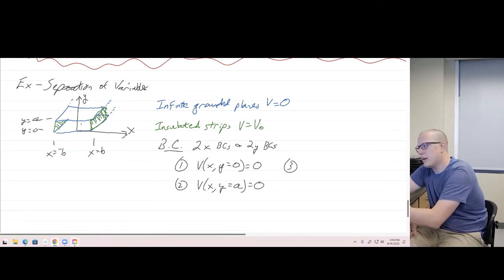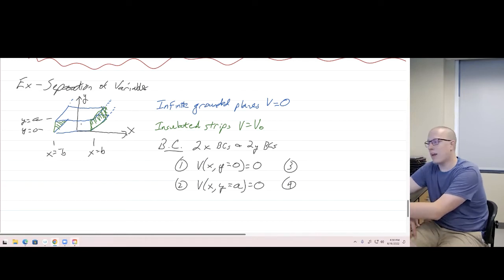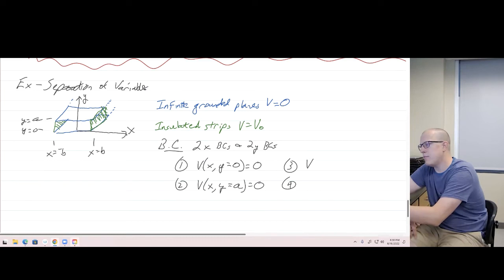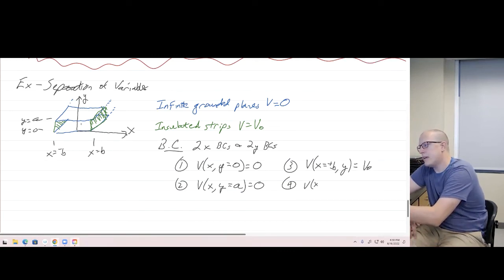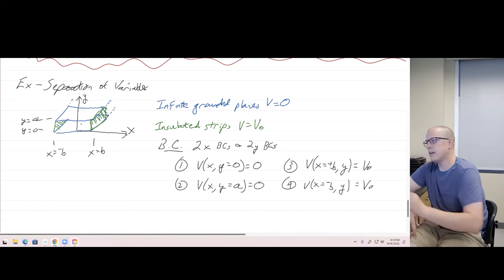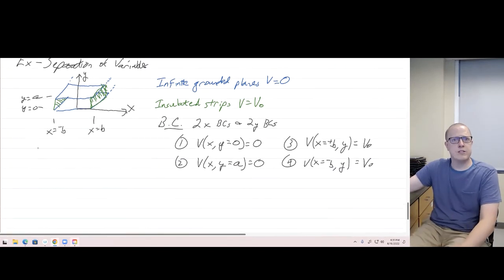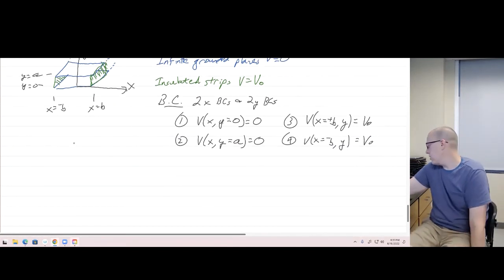And now I need two boundary conditions for x, and those are just these two green strips, right? So at x equals plus b, again for any value of y, the potential is going to be that constant V naught. And then at x equals minus b, again for any value of y, that is also V naught. So I have two boundary conditions for x and two boundary conditions for y.